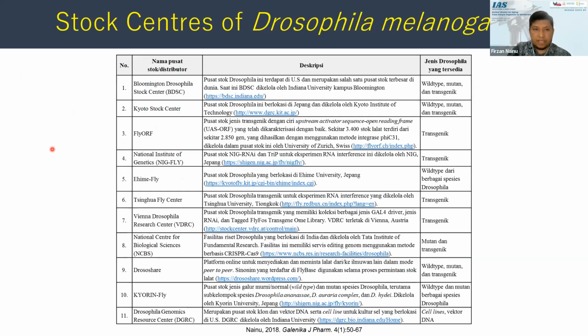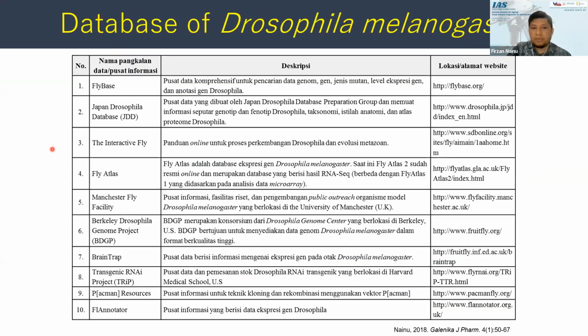And then this is just information on stock centers of flies. We can order the flies, we can order the mutants, the transgenics, and everything that is already available from other researchers, and we can buy it from them. And this is the database that we can use to investigate something about the flies.